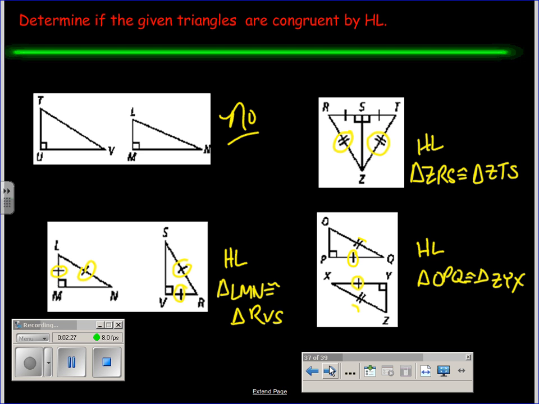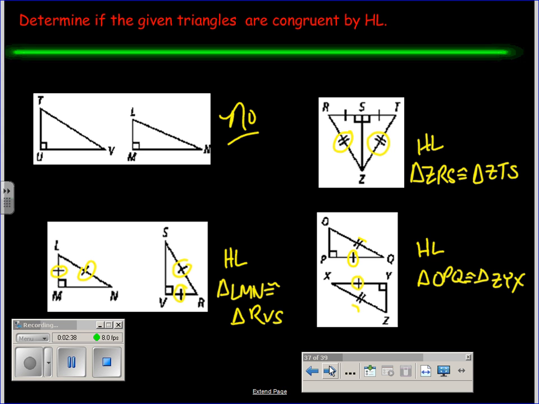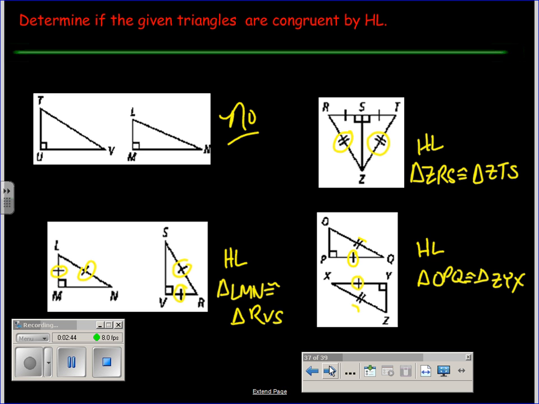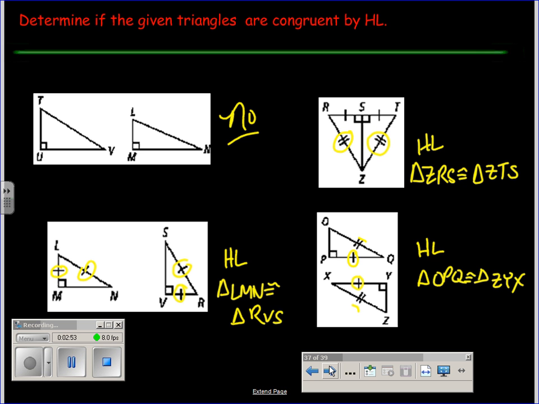The next example, the tick marks are a little goofy, and I don't know if I really like that on that one, but because of the markings, it still would be HL, so it would work. Triangle LMN would be congruent to triangle RVS. And then the last one is also HL. We have a hypoteni from each piece. We have the legs from each piece. And again, triangle OPQ would be congruent to triangle ZYX.